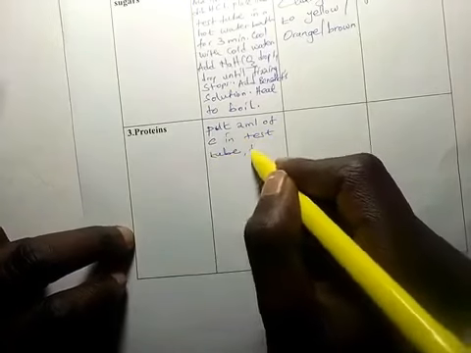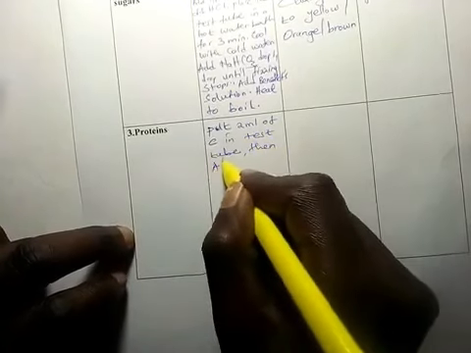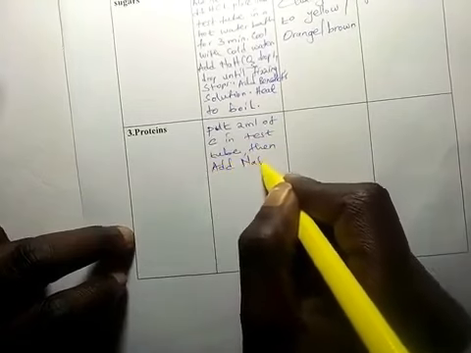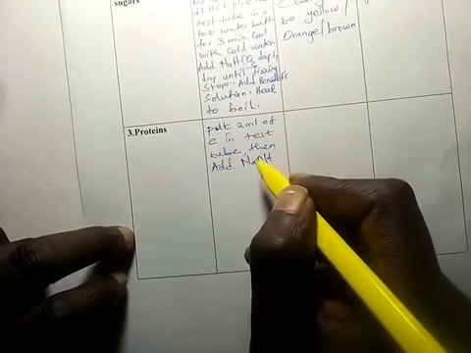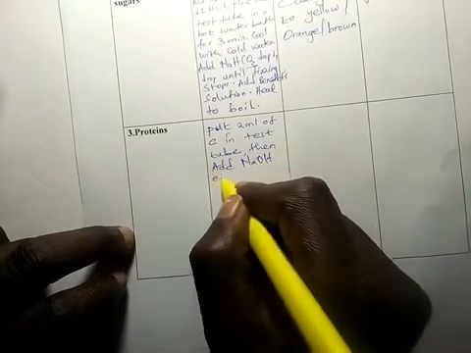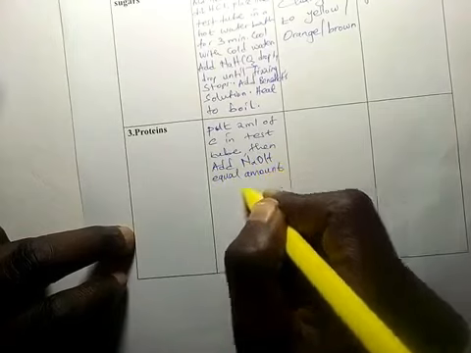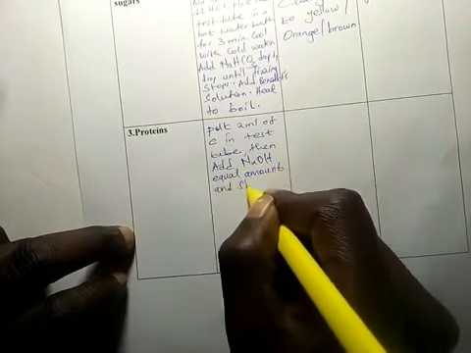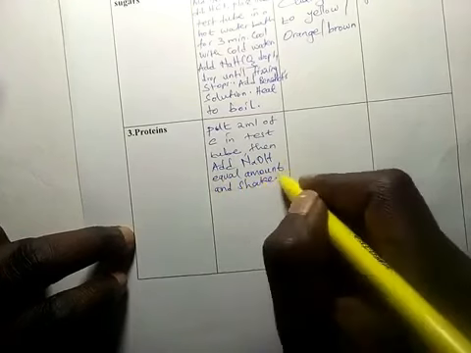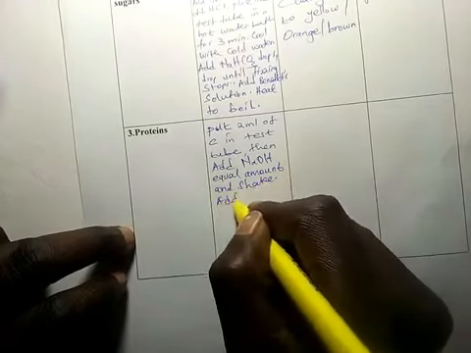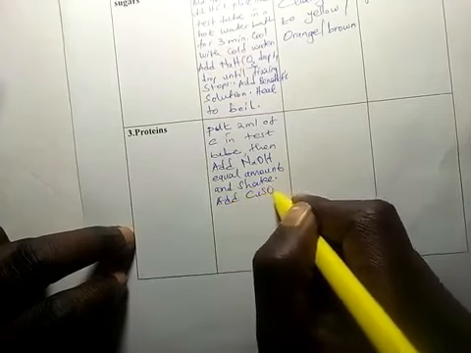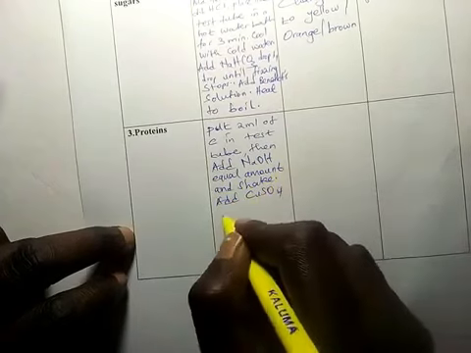Then add sodium hydroxide, equal amount, and shake. Then you shake. Then add copper 2 sulfate, drop by drop.